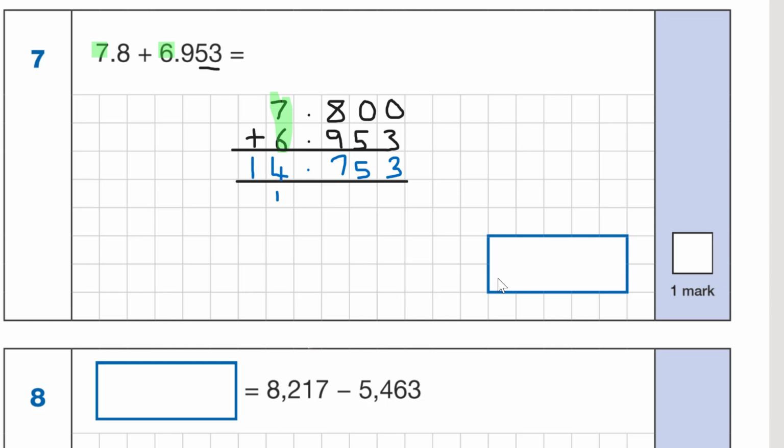So the important bits in this question are to make sure your digits are lined up, go by the 1s to help you, and the decimal point should be over each other. And then make sure both numbers have the same amount of decimal places. So I've made both numbers have 3 decimal places, and then I can write my answer in the answer box, making sure it's neat and each digit is clear.